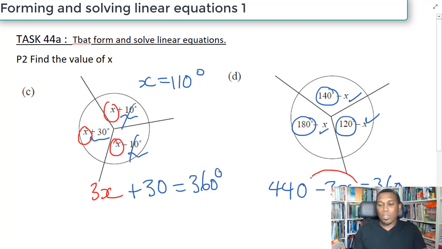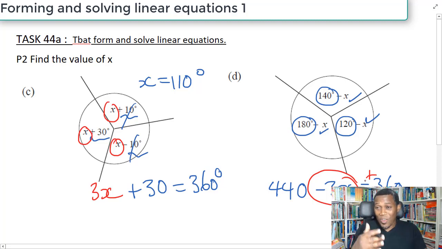What I would do in terms of change the side, change the sign, is the minus 3x will go over to the right and become 3x. And the 360 will go over to the left. So at the moment it's positive 360. With me? You can pause. You can finish it. Go on. You know you want to. All right, you ready?